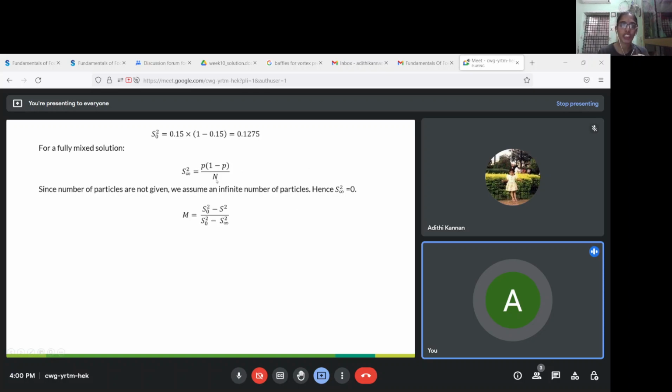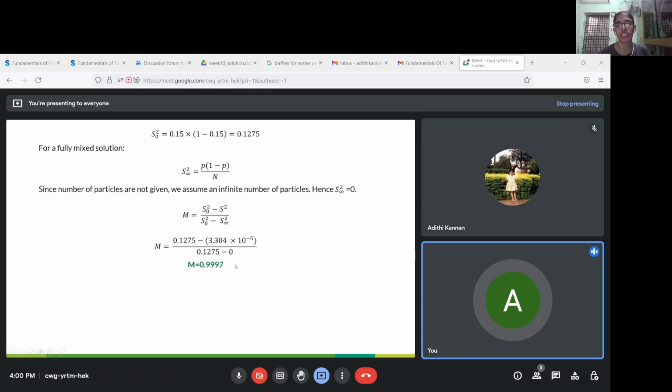So if you substitute all these values inside the mixing index formula, you have S naught square as 0.1275. S square we calculated from the table. S infinity square is 0. So M is equal to 0.1275 minus 3.304 into 10 power minus 5, divided by 0.1275 minus 0. This is what we calculated from the table from the 10 samples that were given in the question. So S square is 3.304 into 10 power minus 5. Your S naught square is again 0.1275 and S infinity square is 0. So if you now calculate, M is equal to 0.9997.